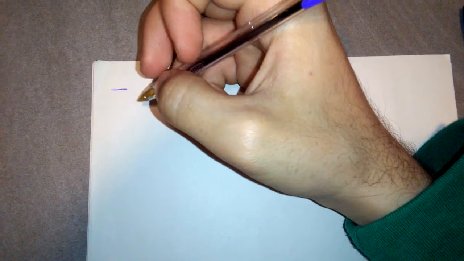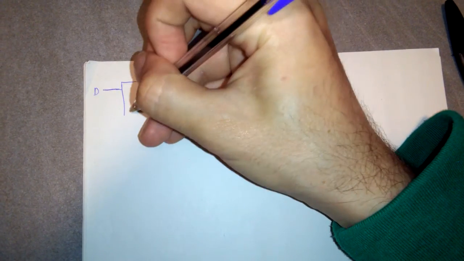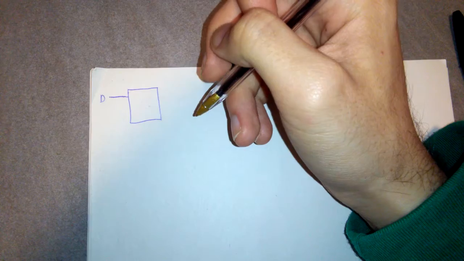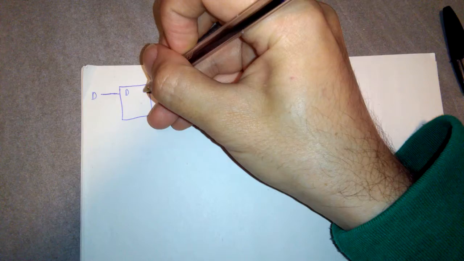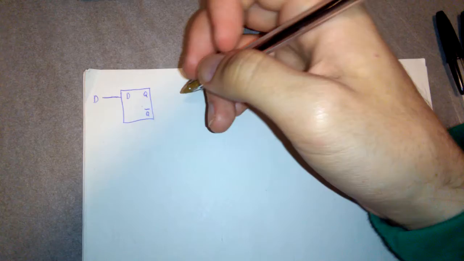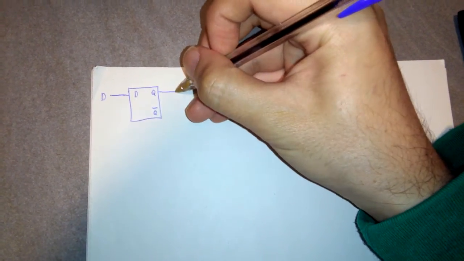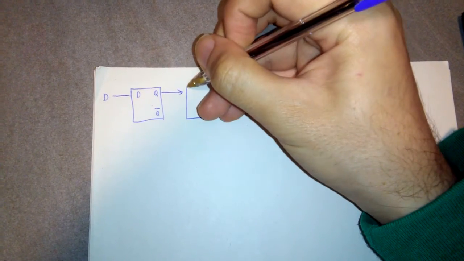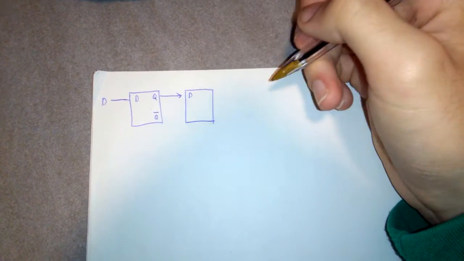So a shift register is actually a series of D flip-flops like this. So we have the first D flip-flop with D as an input, Q as an output, and Q naught, which we are not going to use anyway. The output of this one is passed to another flip-flop, which is a D flip-flop once again.